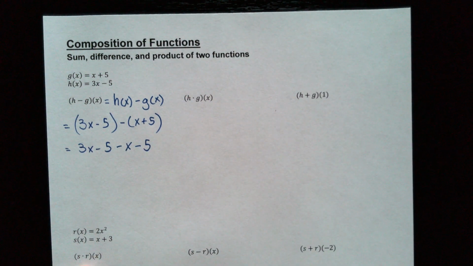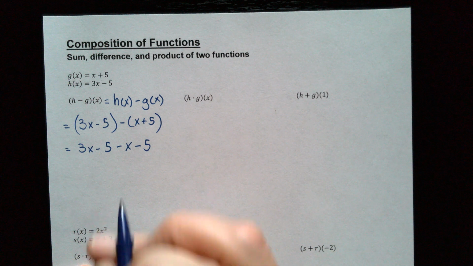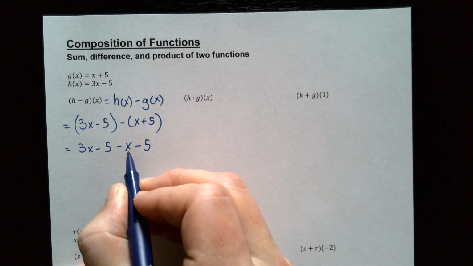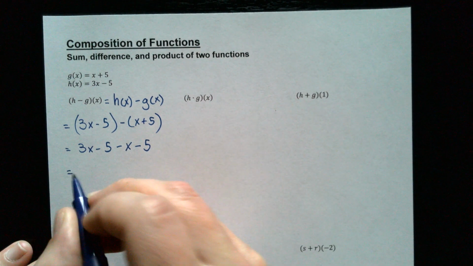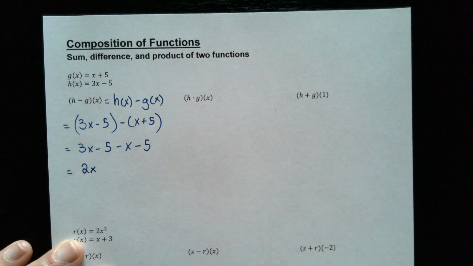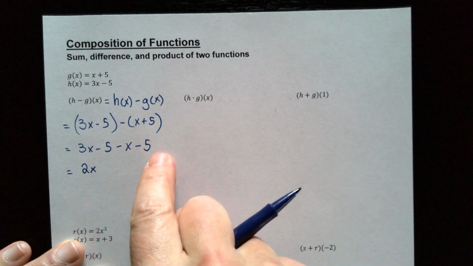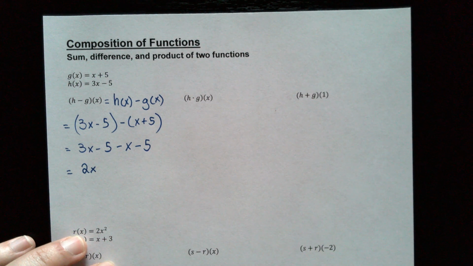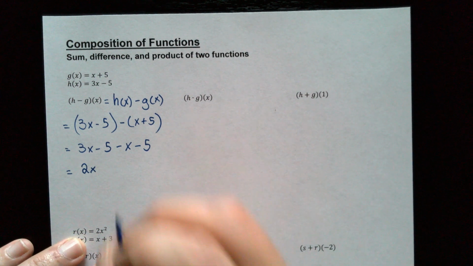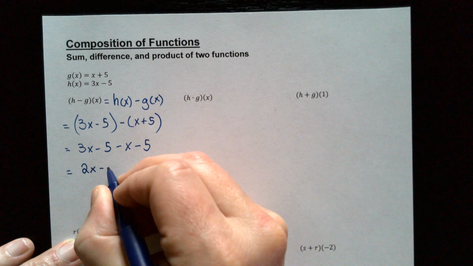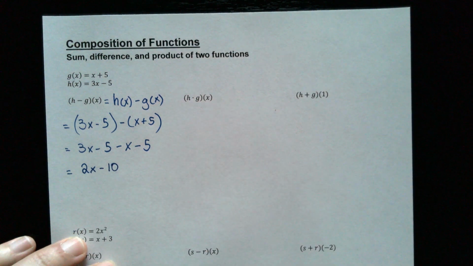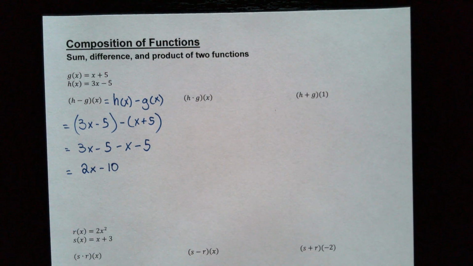Okay, so now that we have that taken care of, we can combine like terms. We have a 3x minus x, so 3x minus x is 2x. And then we have a minus 5 and a minus 5. Remember, when you add up two negatives, it stays negative, and you add them. So that's going to be a negative 10. So h minus g of x is equal to 2x minus 10.